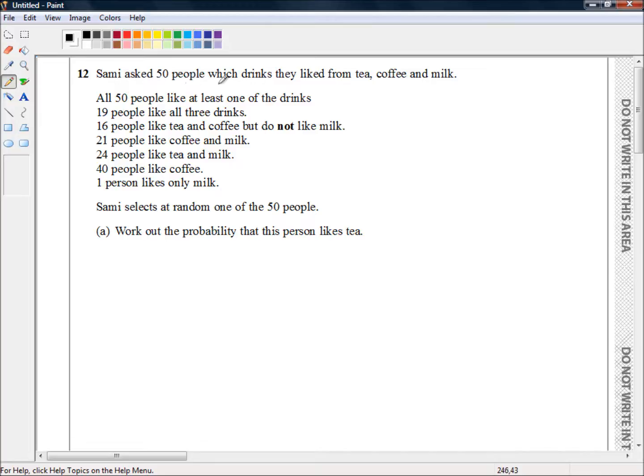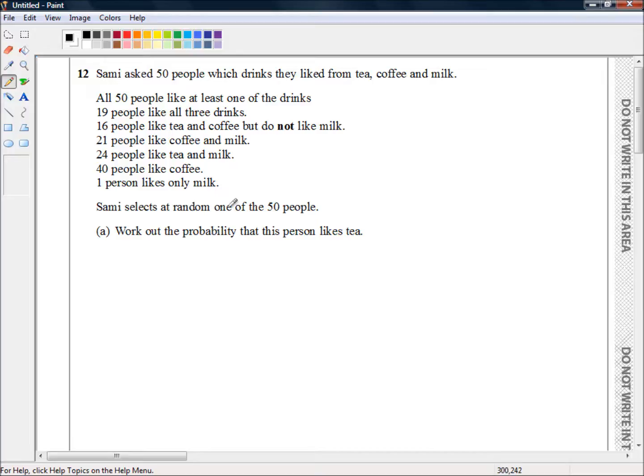Sammy asked 50 people which drinks they liked from tea, coffee and milk. All 50 people like at least one of the drinks. 19 people like all three drinks. 16 people like tea and coffee but do not like milk. 21 people like coffee and milk. 24 people like tea and milk. 40 people like coffee. One person likes only milk.